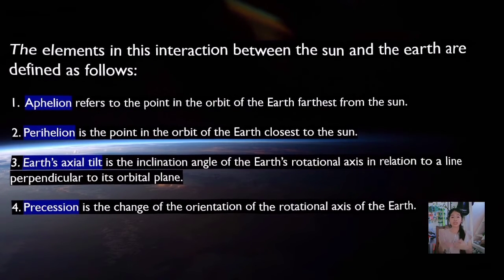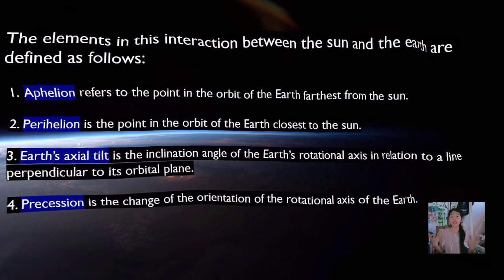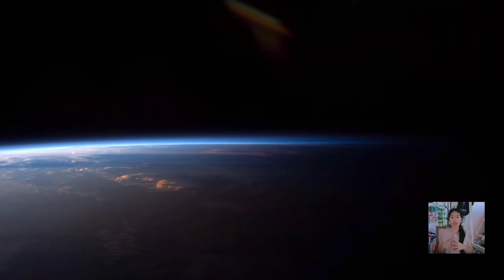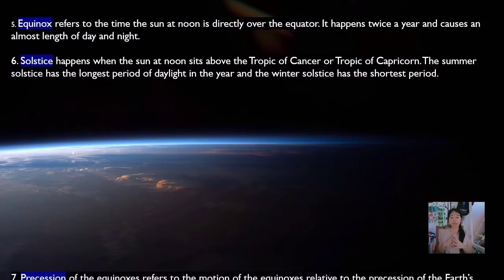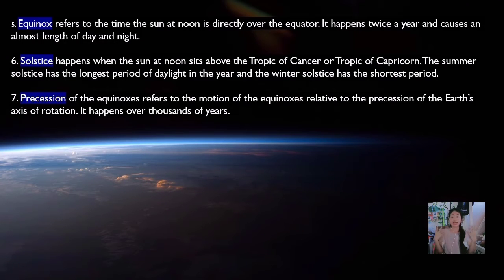Precession is the change of the orientation of the rotational axis of the Earth. Equinox refers to the time the Sun at noon is directly over the equator. It happens twice a year and causes an almost equal length of day and night. Solstice happens when the Sun at noon sits above the Tropic of Cancer or Tropic of Capricorn. The summer solstice has the longest period of daylight in the year, and the winter solstice has the shortest period.